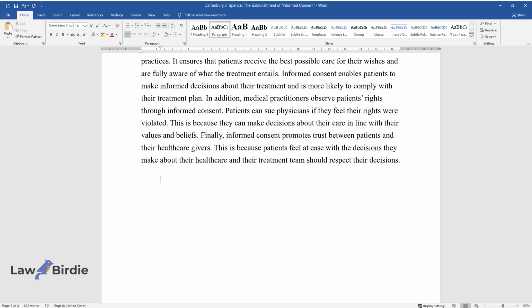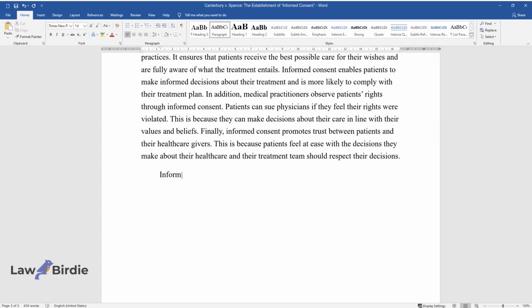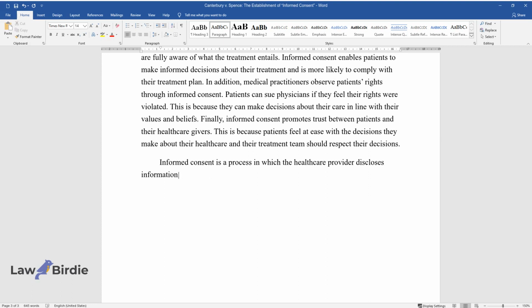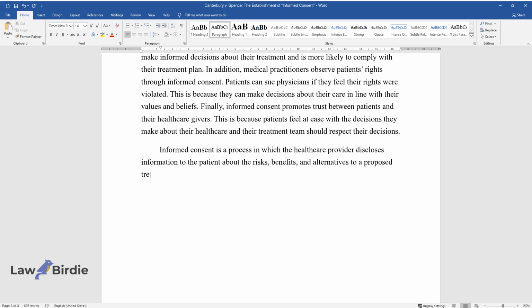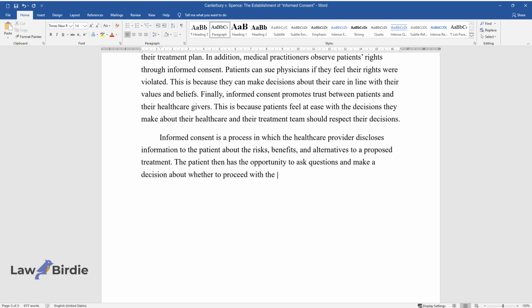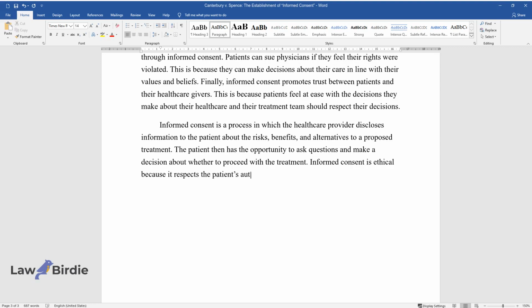Informed consent is a process in which the healthcare provider discloses information to the patient about the risks, benefits, and alternatives to a proposed treatment. The patient then has the opportunity to ask questions and make a decision about whether to proceed with the treatment. Informed consent is ethical because it respects the patient's autonomy to make decisions about their healthcare.